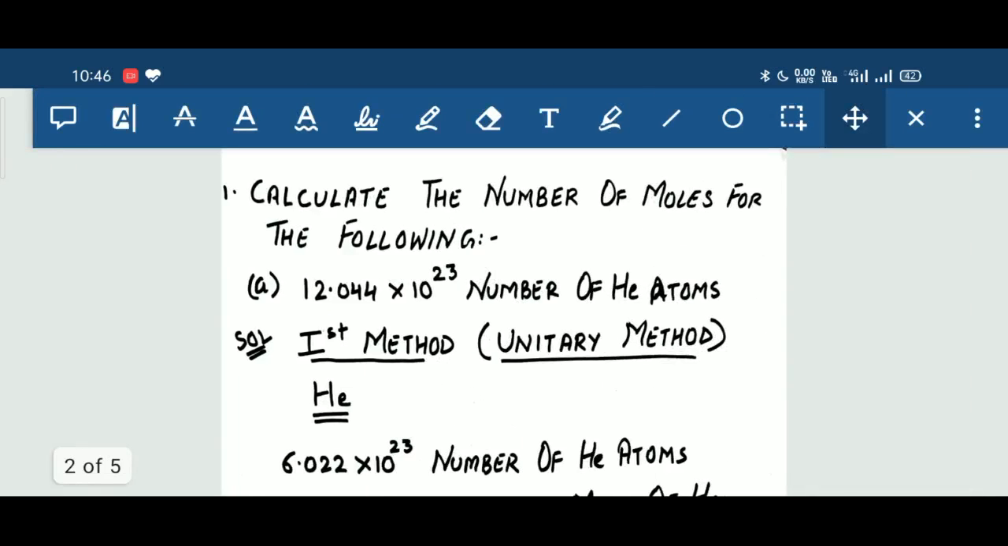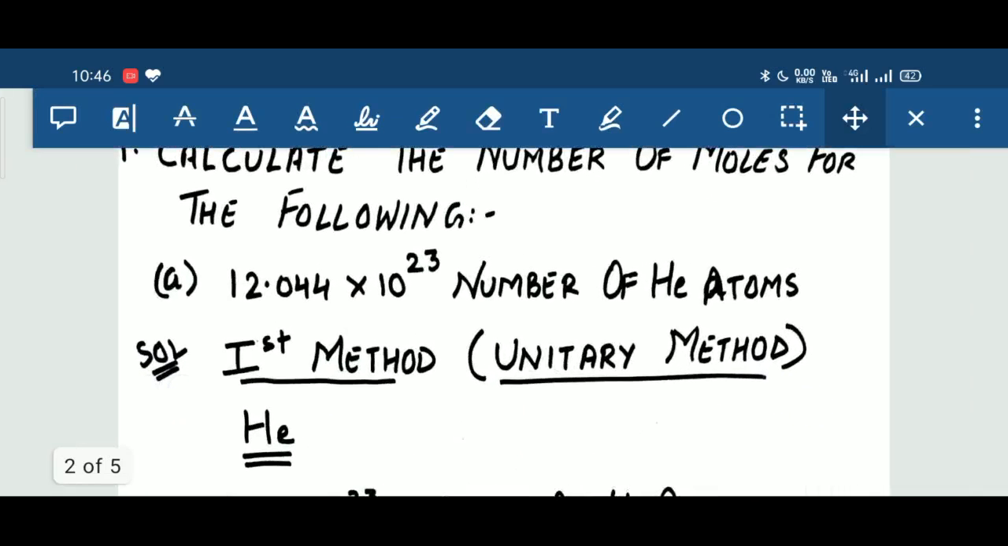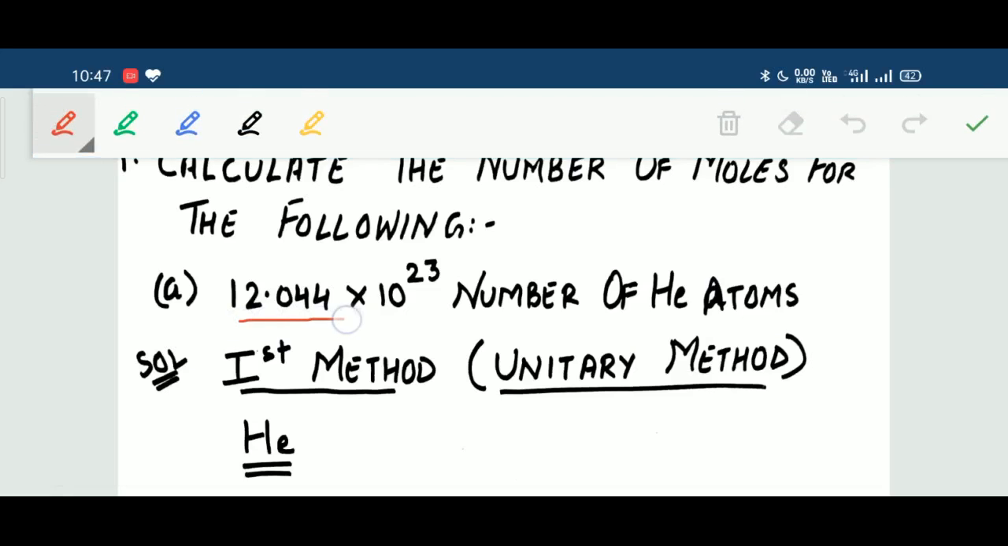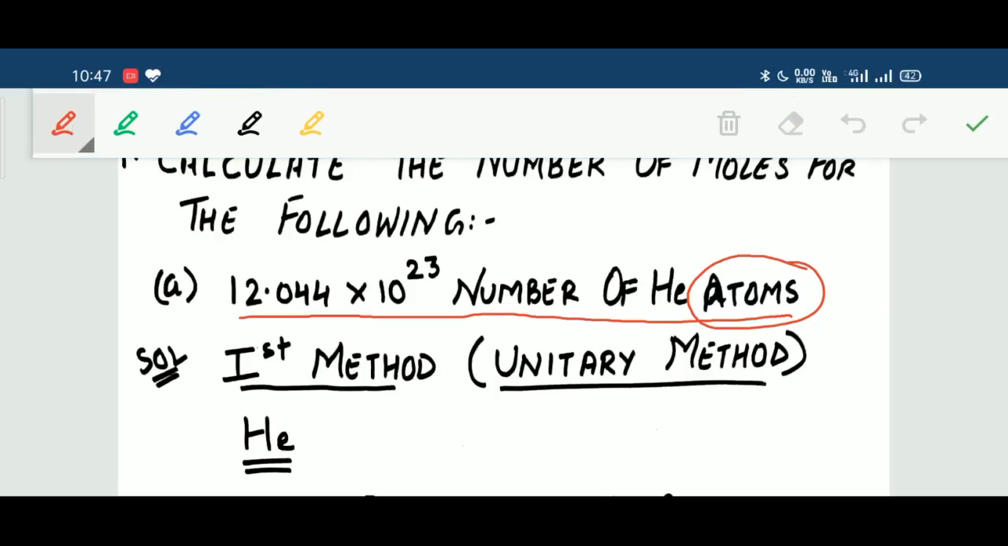First of all, the first question is: calculate the number of moles for 12.044 × 10^23 helium atoms. Now, students, in this case, we are provided with the number of atoms and we have to find the number of moles. That means we will use the relationship between moles and atoms. We can solve this numerical either by the direct method, that is the unitary method, or by using a formula. First of all, by the unitary method.